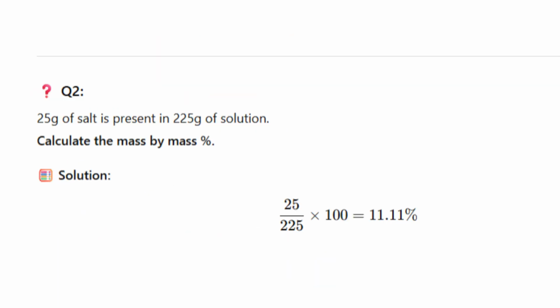Question 2. 25 grams of salt is present in 225 grams of solution. What is the mass by mass percent? Solution. 25 divided by 225 times 100 equals 11.11%.